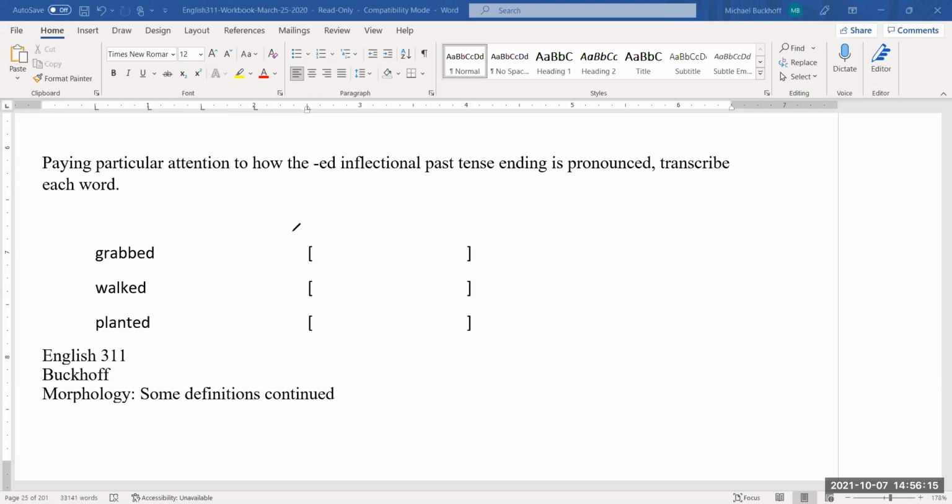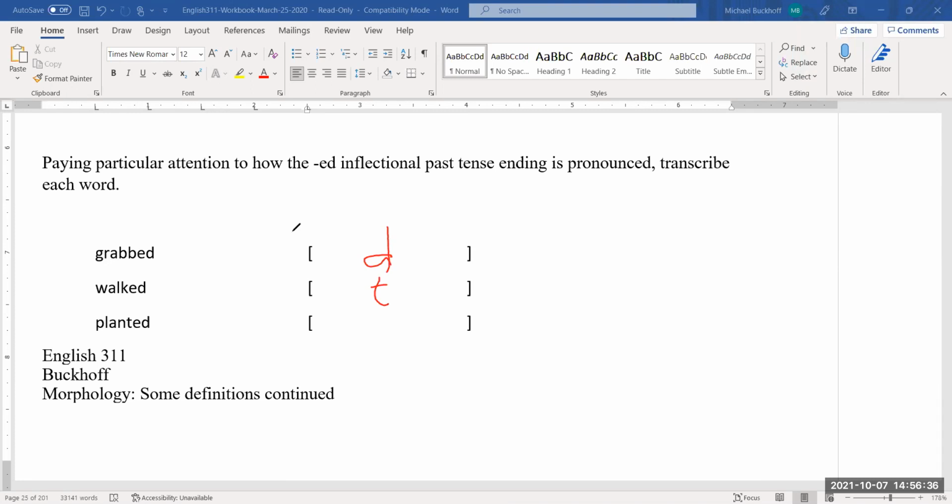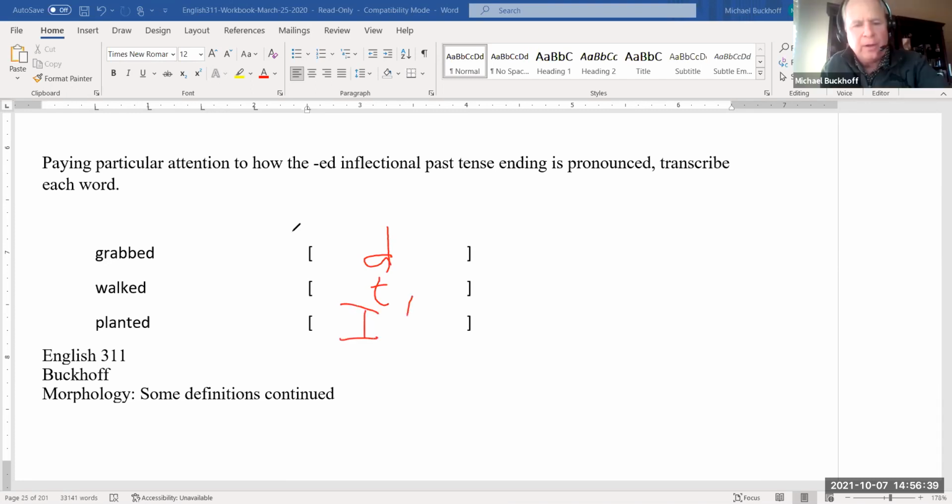It's pronounced as a D. Good. We got that one. How about walked? The ED is pronounced as a T. How about planted? The ED is pronounced as an ED, it's an id. Good. So we might transcribe it like this, right?